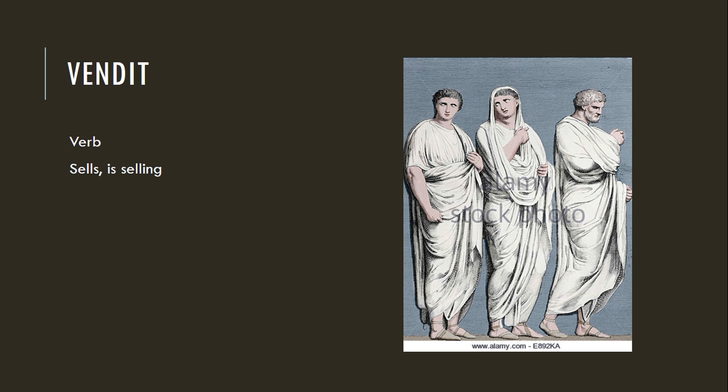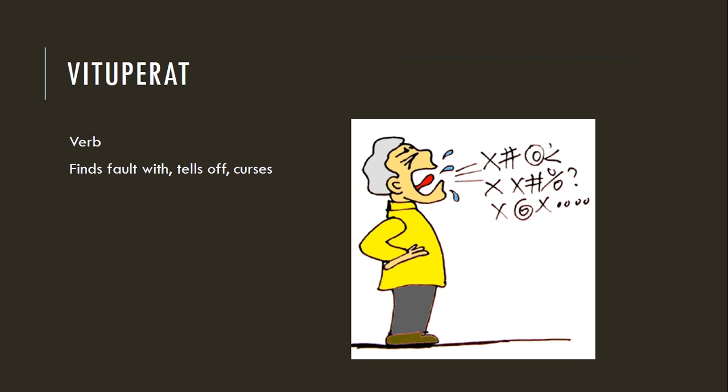Vendit is a verb that means sells or is selling. So our mercator togas vendit, the merchant is selling togas. And we have some happy customers over here, hopefully. And then vituperat is a verb that means finds fault with, or tells off, or curses. So here, senex vituperat, the old man is cursing.